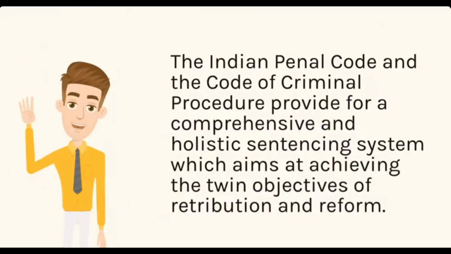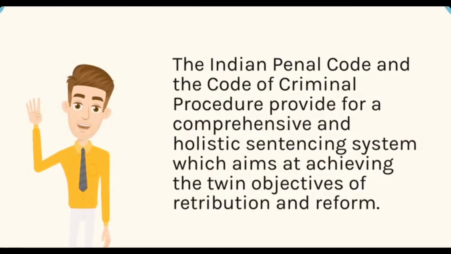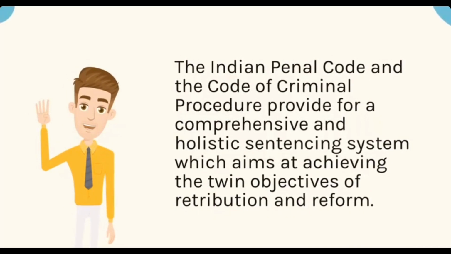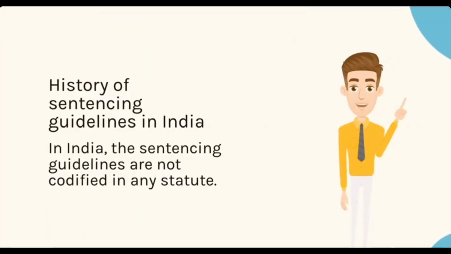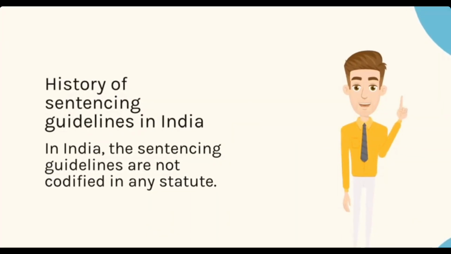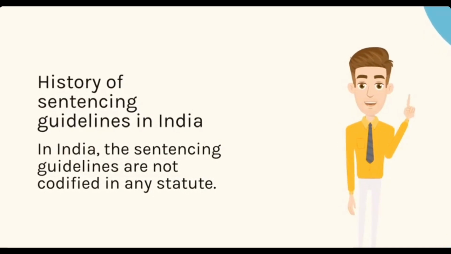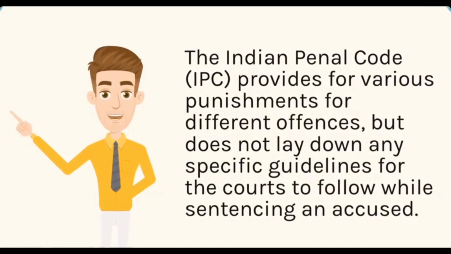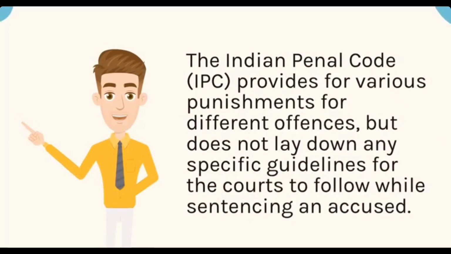The Indian Penal Code and the Code of Criminal Procedure provide for a comprehensive and holistic sentencing system which aims at achieving the twin objectives of retribution and reform. History of Sentencing Guidelines in India. In India, the sentencing guidelines are not codified in any statute. The Indian Penal Code (IPC) provides for various punishments for different offences, but does not lay down any specific guidelines for the courts to follow while sentencing an accused.